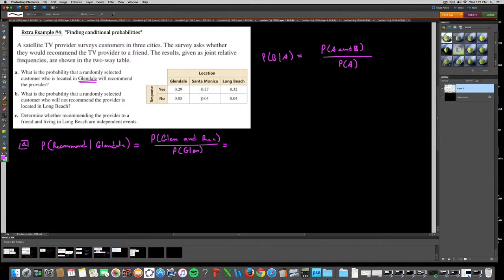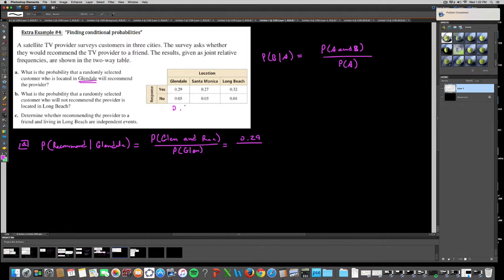Looking at our joint relative frequencies, the probability that it's Glendale and recommended would just be the intersection of these two here. We'd say 0.29. Now, what's the probability they live in Glendale? You notice that people that said yes live in Glendale, but also some people said no. So what percentage of the overall amount that we asked live in Glendale? It would be the sum of these two joint relative frequencies.